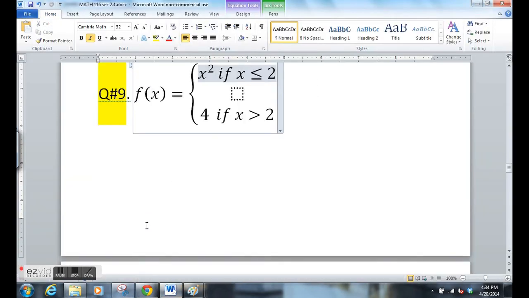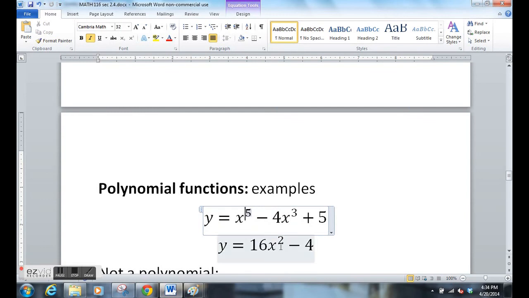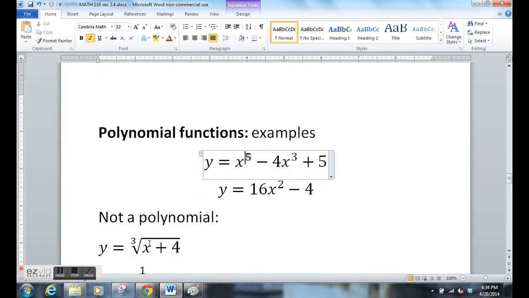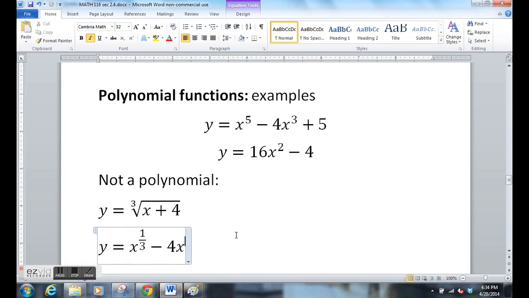And the last thing I wanted to cover was polynomial functions. So here's some examples of polynomial functions. It's any function that has these integers in the x or y variable. So you could have x to the 5th, you could have x squared. What you can't have, not a polynomial, are radicals like this cube root. You can't have x to the 1/3. You can't have fancy fractions.